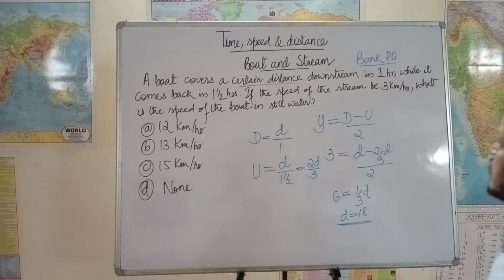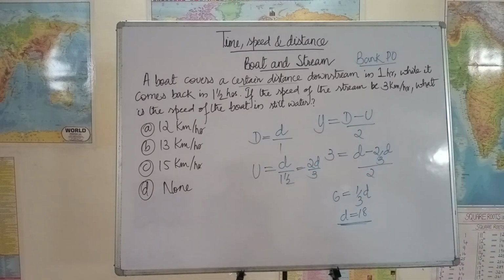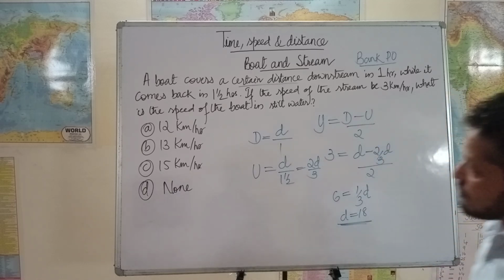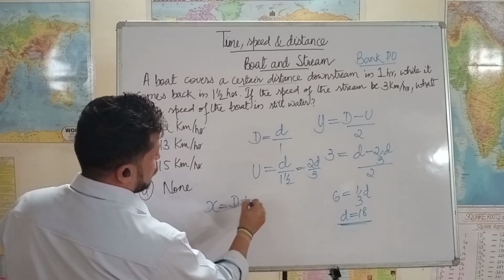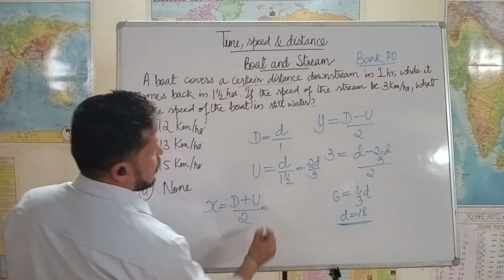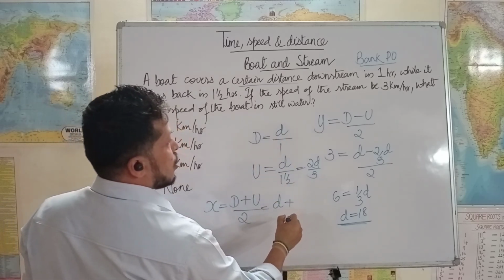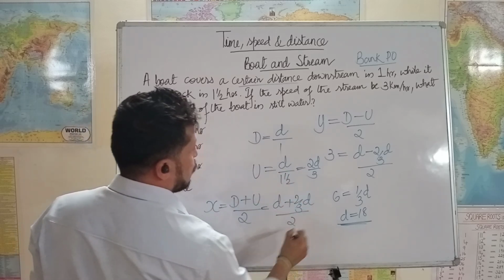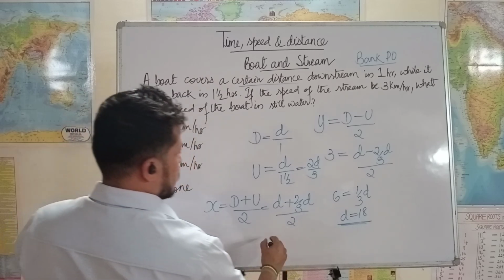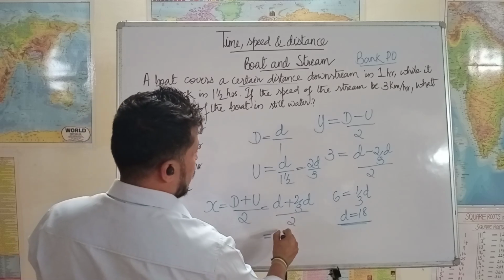Now we know the distance between those 2 points from where the boat was traveling. So it is 18 kilometers. Now what we need to find is the speed of the boat in still water. What is the speed of the boat in still water? It is x. X is equal to (D plus U) by 2. What is D? Capital D plus U is 2 by 3 D, divided by 2, and we know the value of D. We'll substitute it later. So D plus 2 by 3 D is (3D plus 2D), 5D.